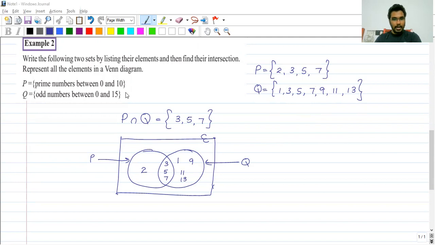Yes. So next we have to define few sets with Venn diagrams. So shall we move to that Venn diagrams?